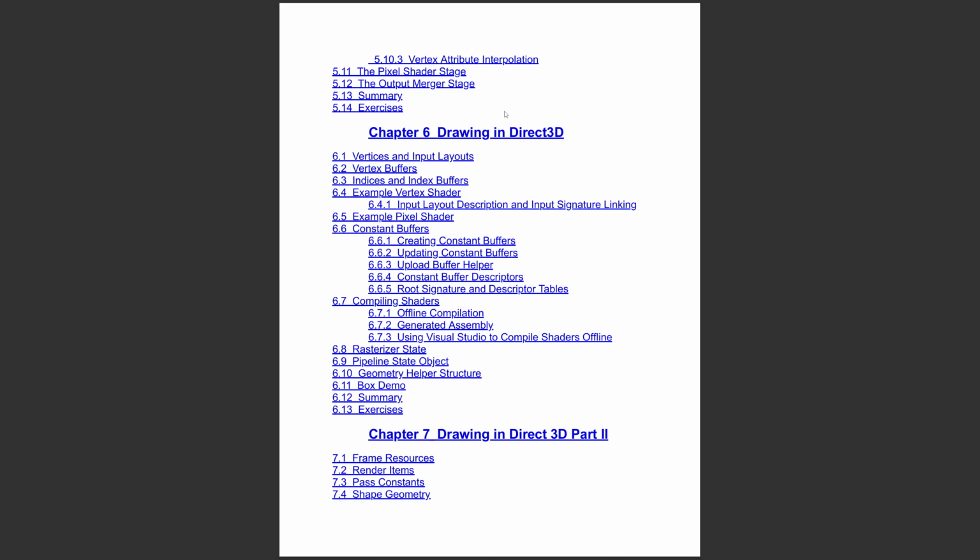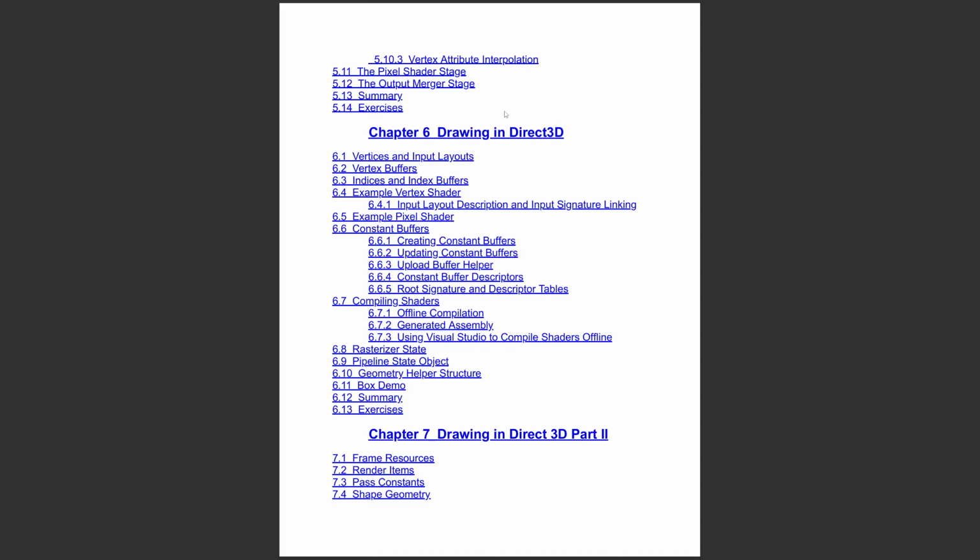We have the example pixel shader, and then we have constant buffers, creating constant buffers, updating constant buffers, and then we have the upload buffer helper. I'm not sure if that's code provided by the book or simply functions provided by Direct3D. And we have constant buffer descriptors, and then we have the root signature and descriptor tables.